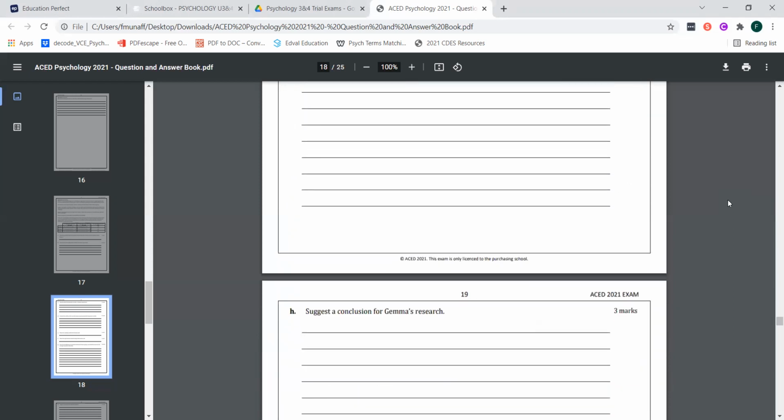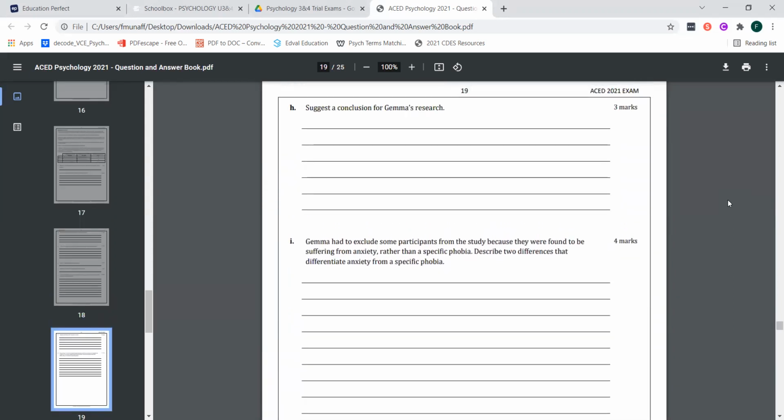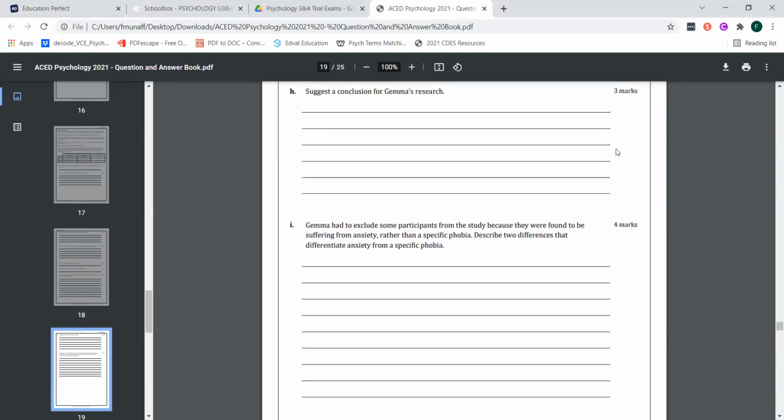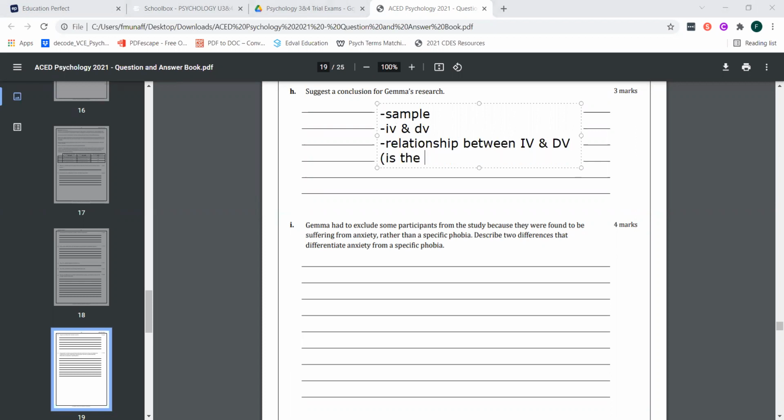No worries. Just looking at the rest of this question. Oh yeah, with the conclusion, guys, whenever you're writing a conclusion, just remember there are always 3 things that VCAA expects you to include in a conclusion. If you did the VCAA 2019 exam, you would notice that there was a question on conclusion. So you need to include the sample, you need to include the IV and the DV, and you need the relationship between the IV and the DV. In other words, is the DV increased or is it decreased as a result of the IV?